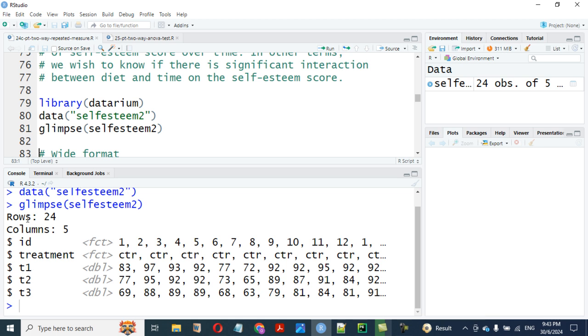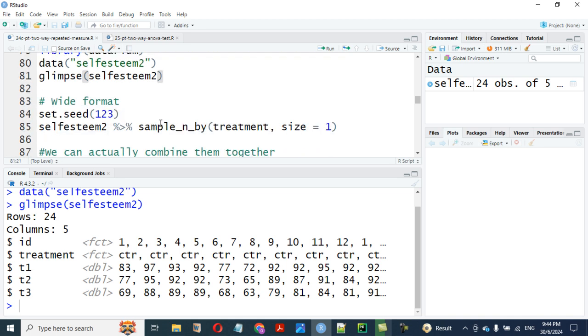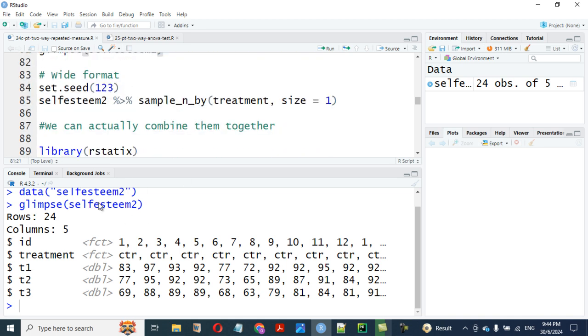All right, we have data set 24, column 5. So we have ID, and we have a treatment factor variable. You have T1, T2, T3. This is for different times: time 1, time 2, time 3, and we have the treatment for each of them. We can have a control, or placebo rather, and diet. So here we can see it. This is how it usually comes in this structure, right?